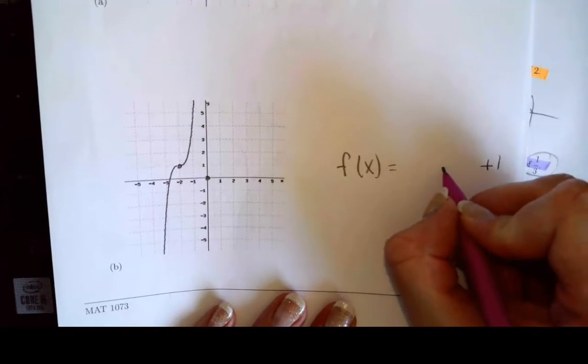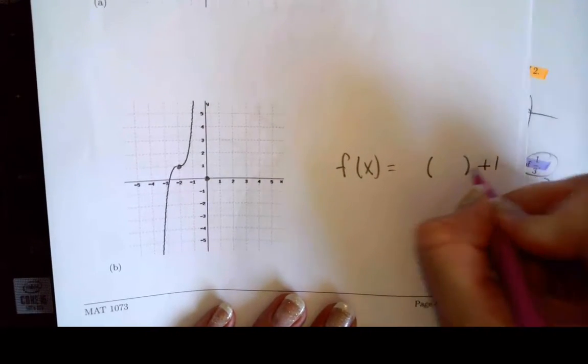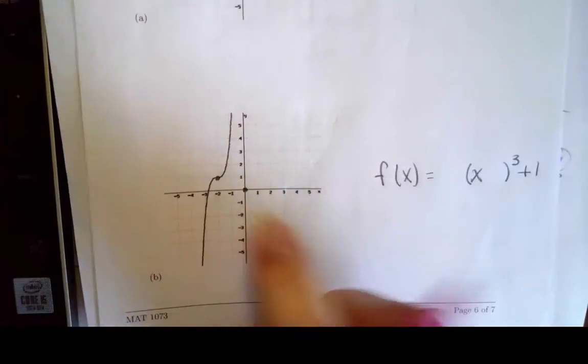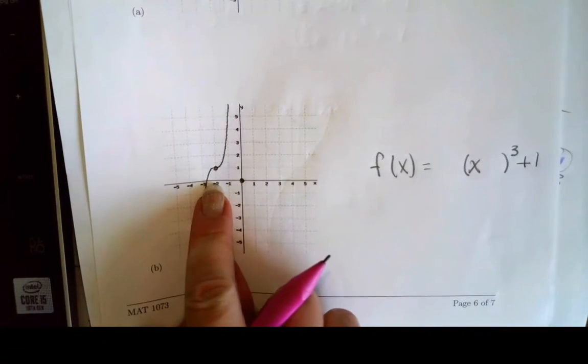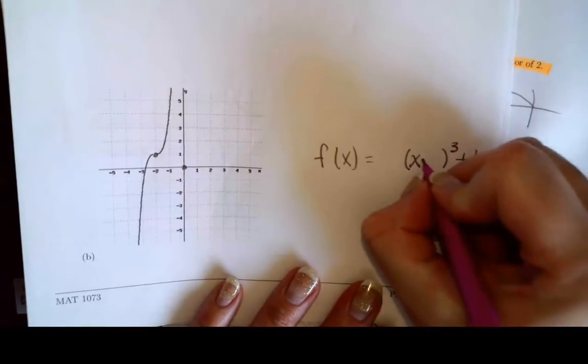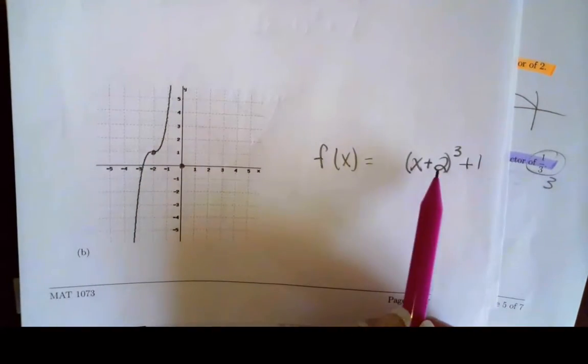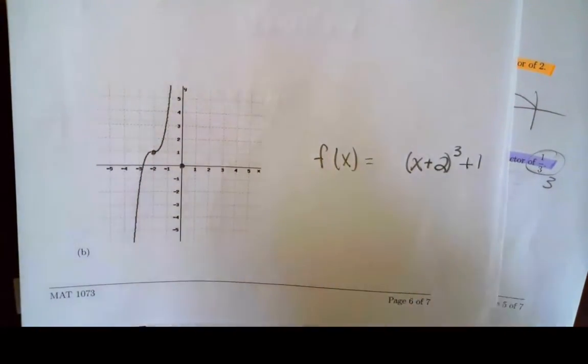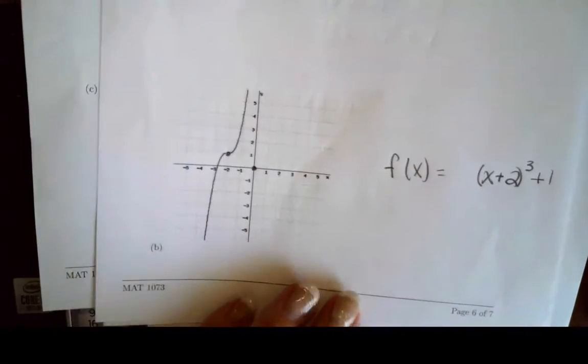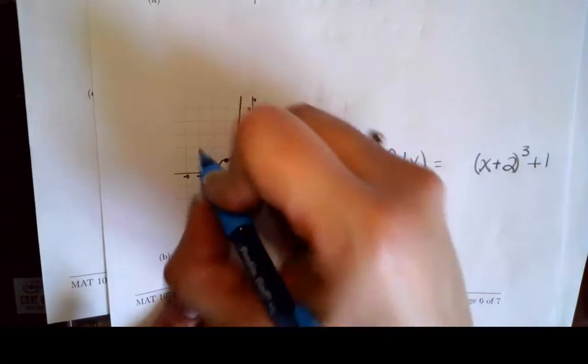So I've got an x to the 3rd. Well, I also know that he went where? He went left 2 units. So that's going to be +2. Okay, so this says up 1. That says left 2. The next thing I need to look at is, did I stretch or compress?